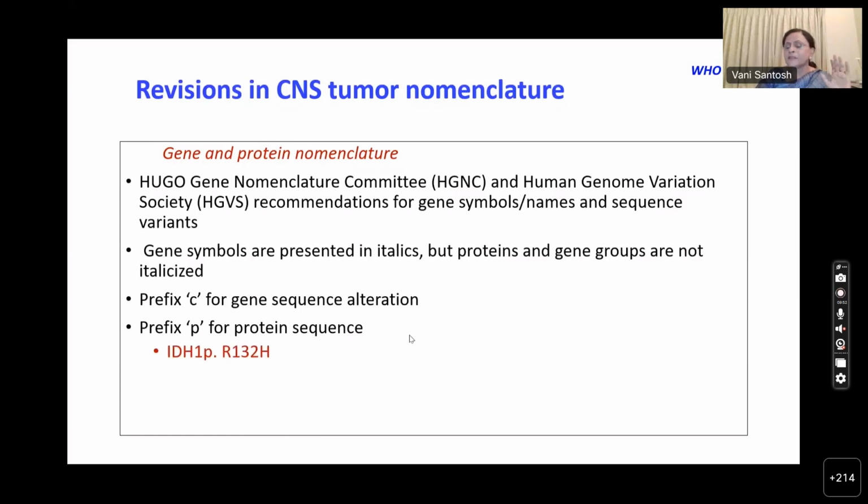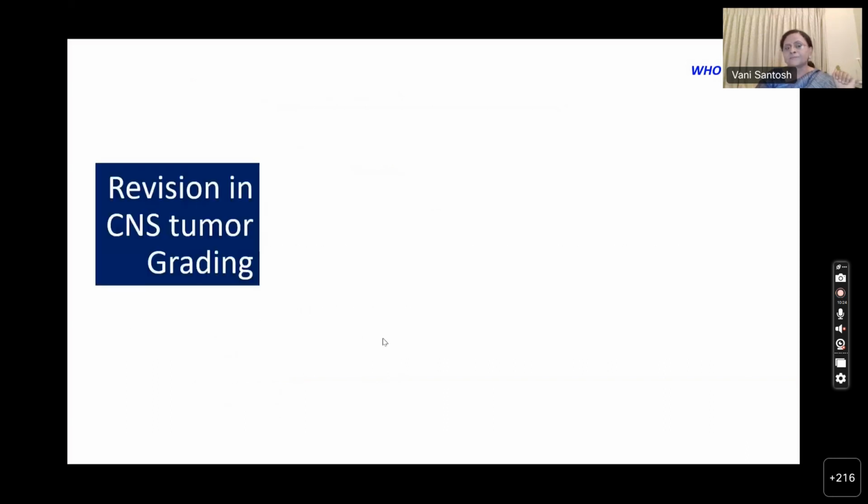Let us look at one example. The most common genetic alteration in adult diffuse glioma is IDH1 R132H mutation. What is the gene sequence alteration? Gene sequence alteration is IDH1 c.395G>A. That means there is a transition from G to A in nucleotide position 395, and that results in this protein sequence where you have IDH1 p.R132H, where arginine is replaced by histidine in position 132 of the amino acid sequence.